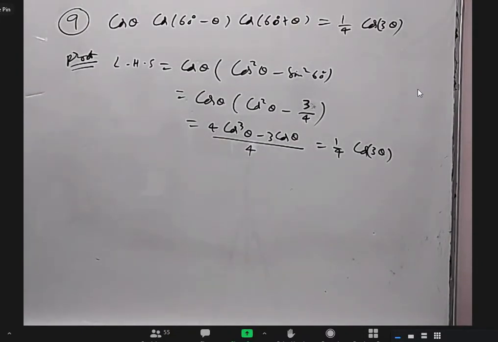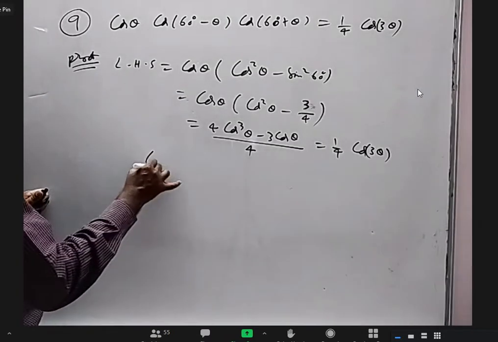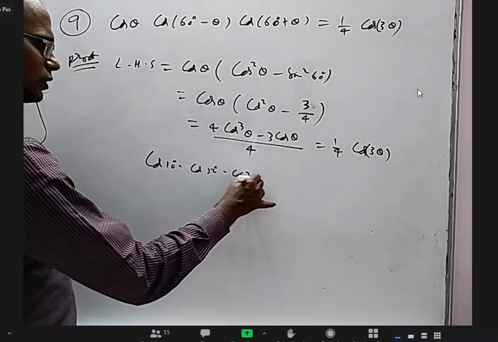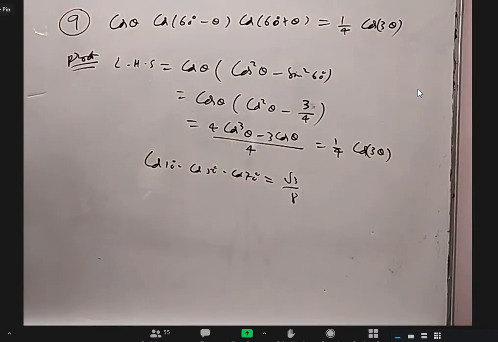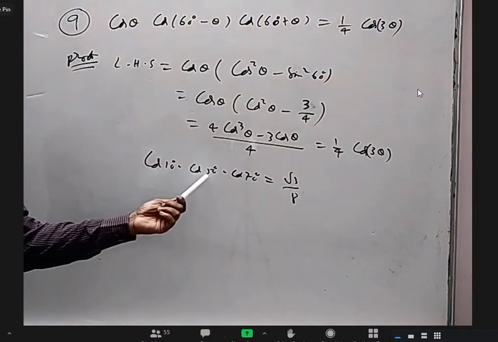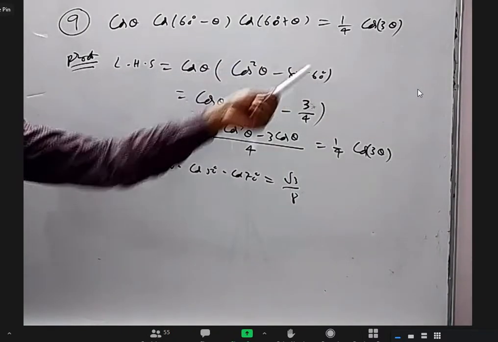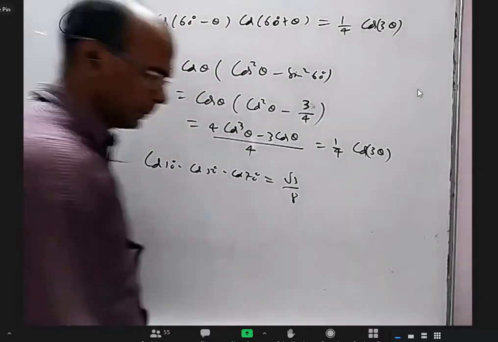Sir, in what cases will we use this formula? Yeah, we'll do questions. Now we are only deriving formulas. For example, they can ask what is cos 10 degree into cos 50 degrees into cos 70 degrees. Show that it is root 3 by 8. Let us do the question. Theta is 10 degrees, 60 minus theta is 50, 60 plus theta is 70. So the answer should be 1 by 4 cos 30, which is 1 by 4 into root 3 by 2, so root 3 by 8. When they give this question, we use this as a formula.